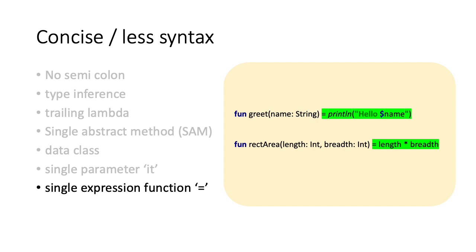When a function returns a single expression, the curly braces can be omitted and the body is specified after the equal symbol. These expressions are called single expression functions.